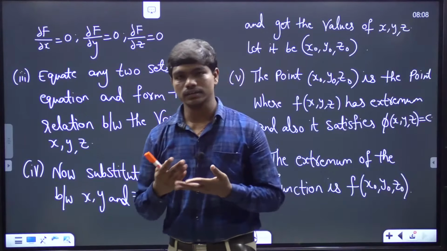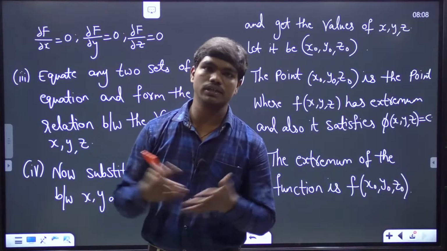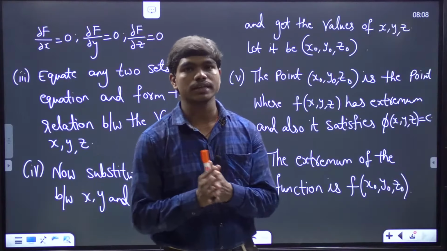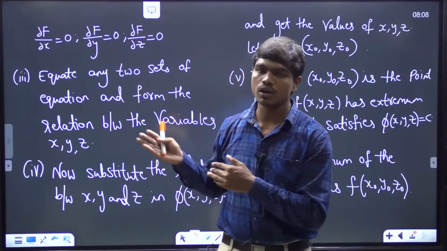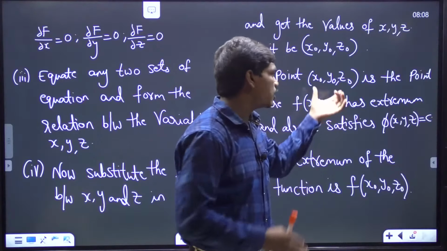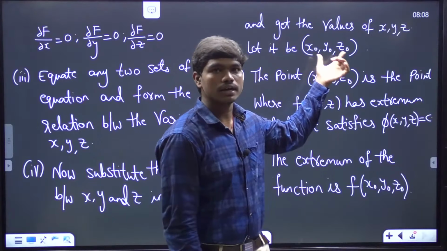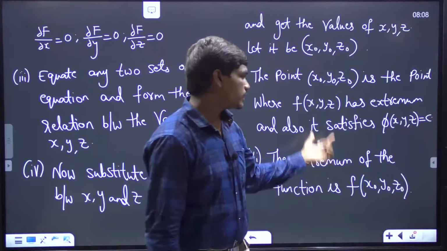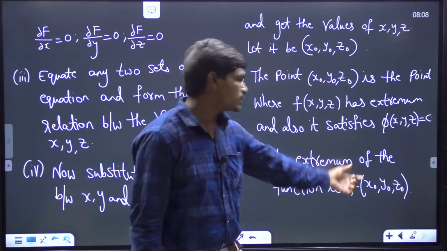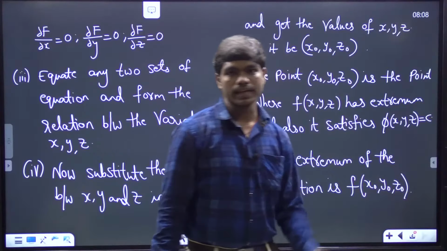Now by equating lambda value from any two sets of equations, you will evaluate what's the relation between the variables x, y, and z. Now once you got the relation between the variables, you will substitute it in the constraint equation and you will find the values x0, y0, and z0. Okay, so then this x0, y0, z0 is the point where this function has extremum, and also this f of x0, y0, z0 is the extremum value.